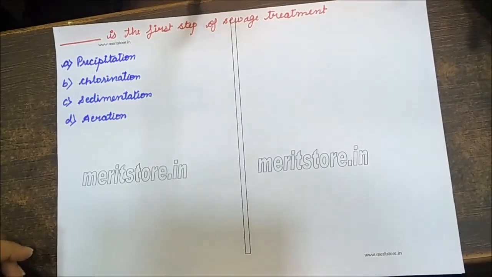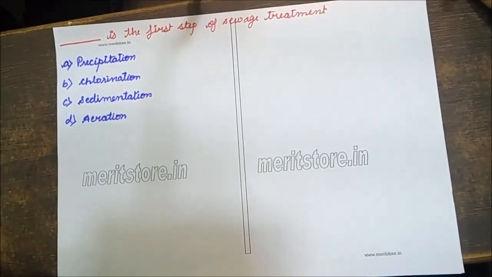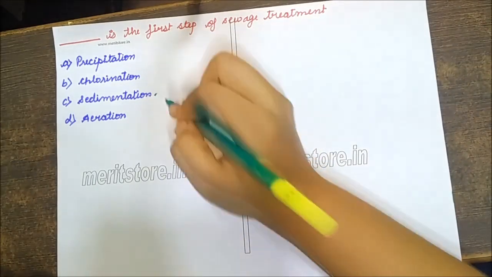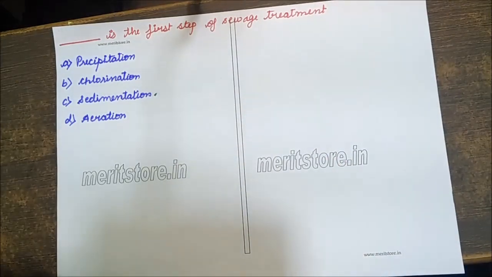And let's move on to the next question. Dash is the first step of sewage treatment. The options are precipitation, chlorination, sedimentation or aeration. And the answer for this is sedimentation. Let's know how.